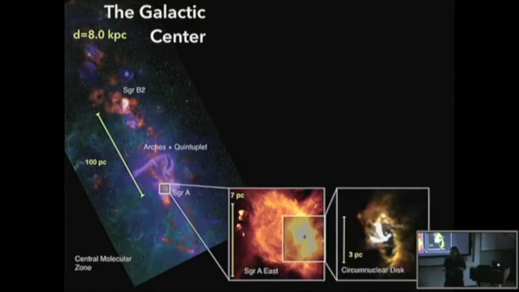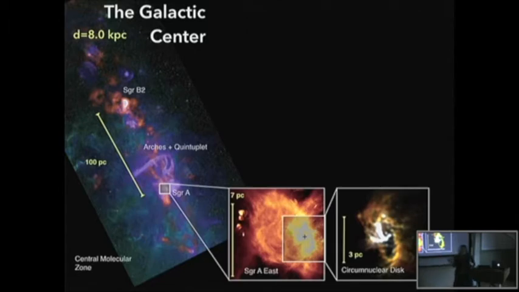So the next zoom gives you basically the stopping point right now for molecular gas. This is about as far in as this whole molecular gas reservoir goes. The central molecular zone has maybe 10 million solar masses worth of gas, and about 10,000 solar masses of gas make it into this structure called the circumnuclear disk. So this is gas and dust about a parsec away from the supermassive black hole.